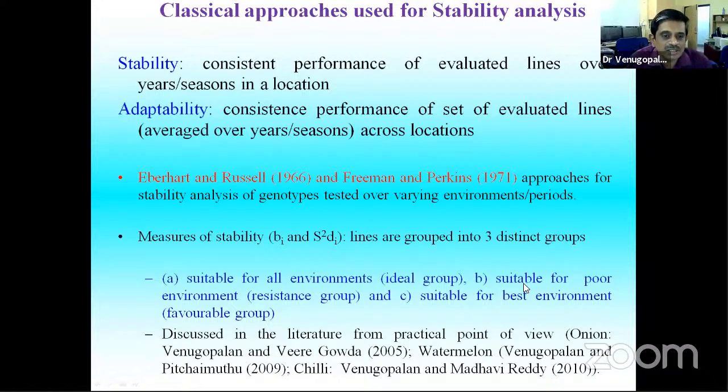So the common method which is used for stability analysis is based on Eberhart and Russell. It will help us to work out two measures of stability. Then it will group all the lines tested into three groups: suitable for all environments, suitable for poor environments, and suitable for best environments. These are very well documented in horticulture literature.